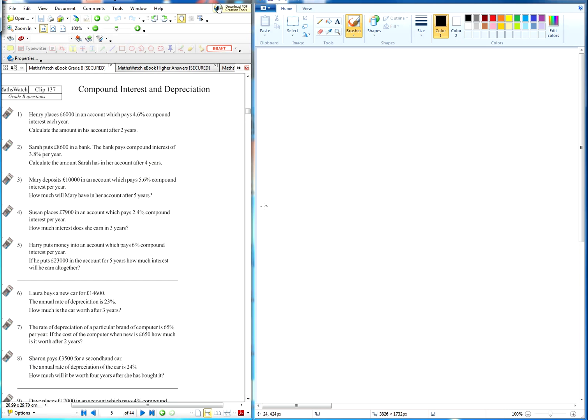We're looking today at compound interest and depreciation. The questions on the left-hand side are the Maths Watch Clip 137 Grade B questions. I'll be modifying the numbers a bit to generate new questions, so please bear with me on that.